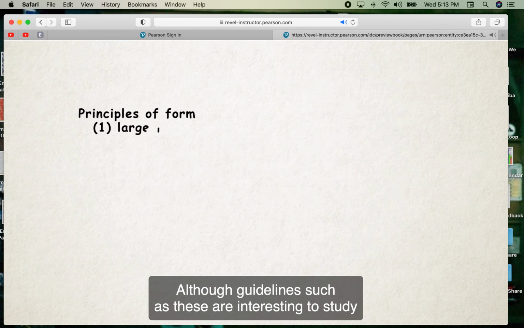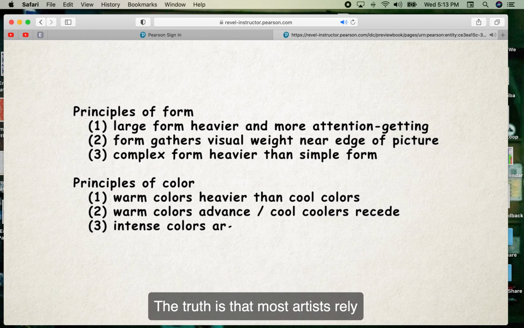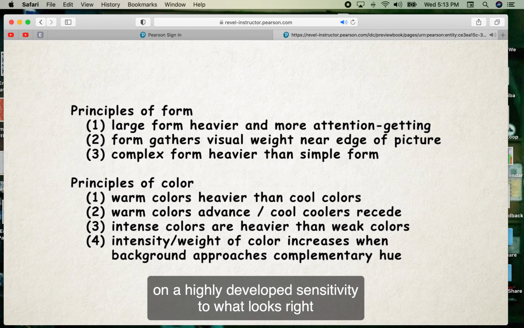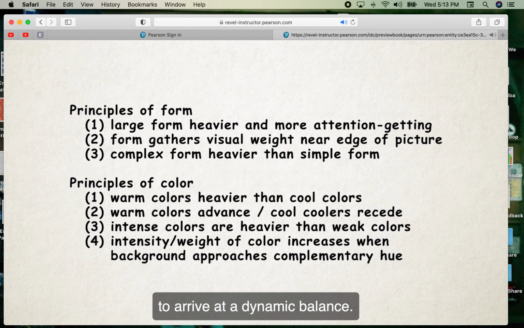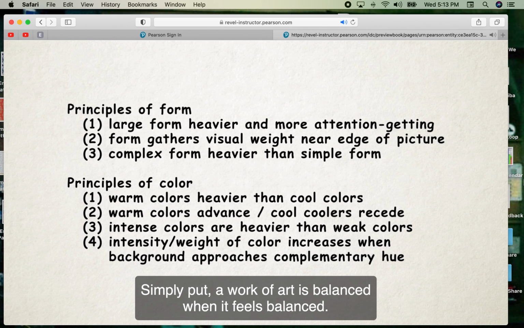Although guidelines such as these are interesting to study and can be valuable to an artist if he or she gets stuck, they are really laboratory examples. The truth is that most artists rely on a highly developed sensitivity to what looks right to arrive at a dynamic balance. Simply put, a work of art is balanced when it feels balanced.